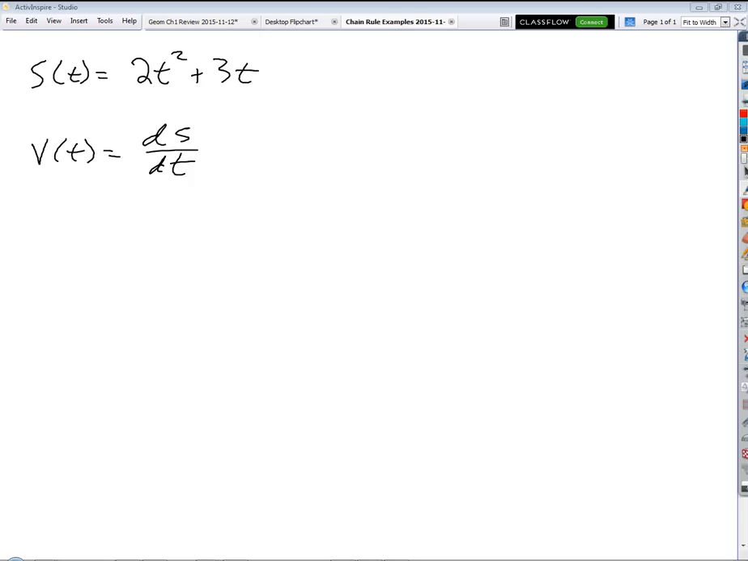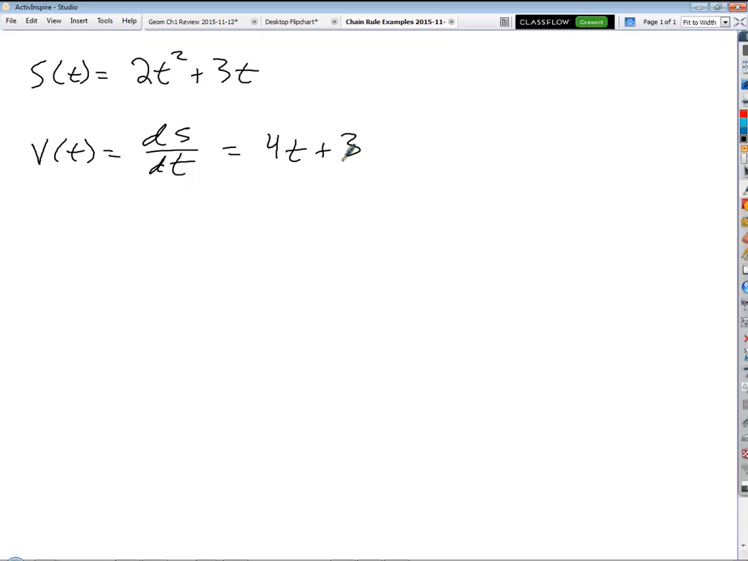Okay, so on this first one, we're given a position, we're just going to use a little physics here. We're given a position function, s of t, and we're going to calculate velocity, which is just the derivative of s with respect to t. I'm going to write it this way. We could also write it as s prime of t, right? So, easy, right? What do we get? 4t plus 3, right? Okay.